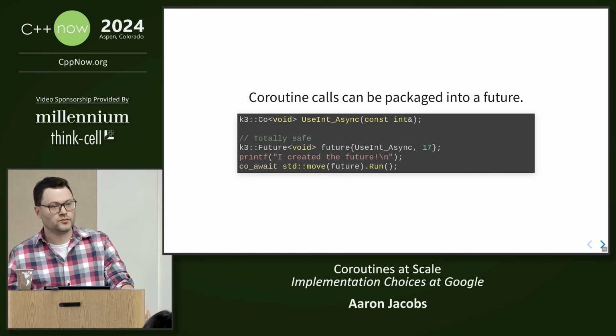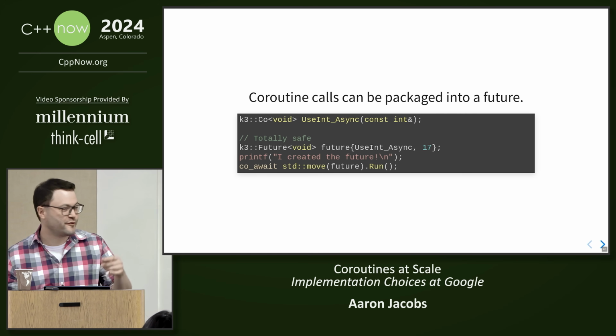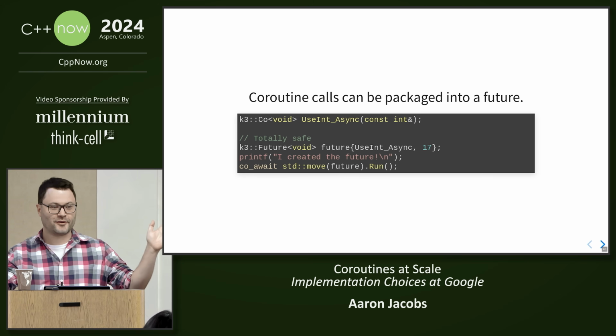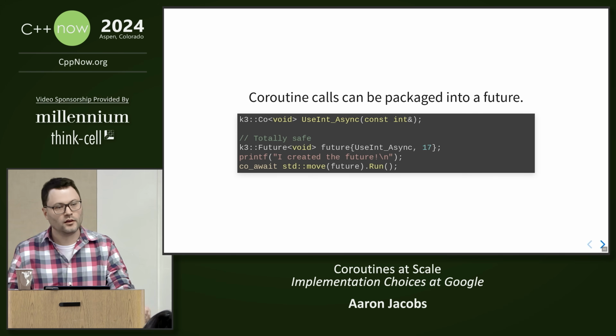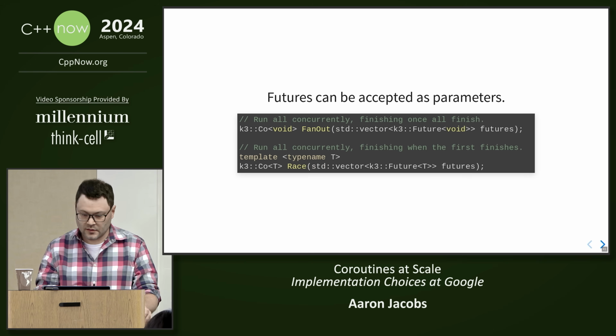What happens if you destroy the future without calling its run method? The question was, what happens, I'm repeating the questions for the microphone. The question was, what happens if you destroy the future without running it? The answer is everything works out. The body of the coroutine never starts. Everything's deallocated as appropriate. Okay, I'll move on.